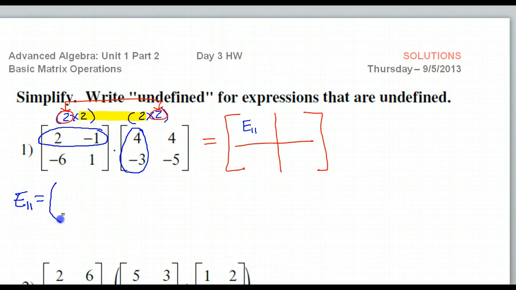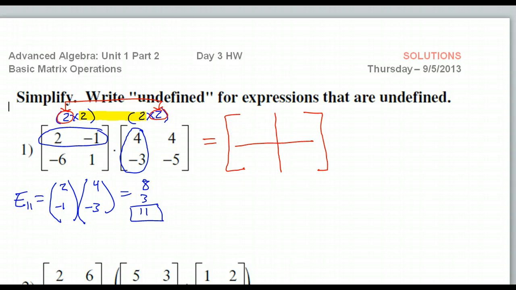Okay, so I'm going to do that. So that would be 2, negative 1 times 4, negative 3. It's always row and then column. So that's going to give me 8 and positive 3, which is 11. Okay, so that's my first element. So that's 11.